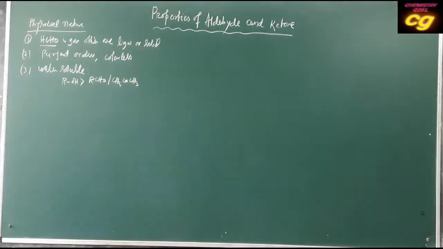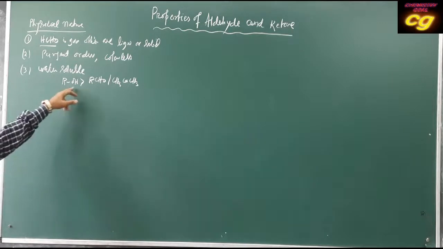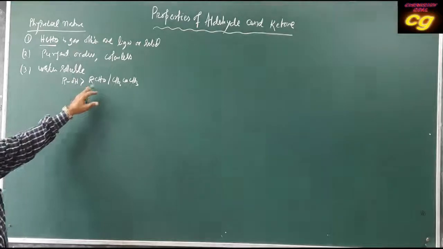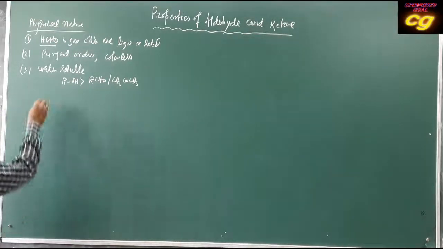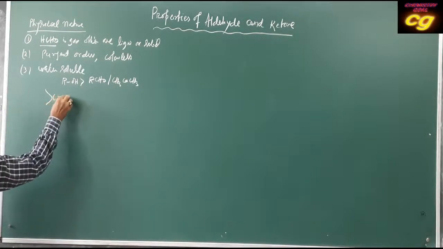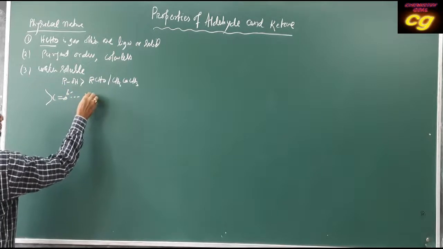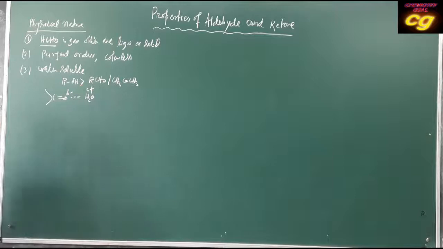Solubility of alcohol will be greater due to stronger hydrogen bonding, but aldehydes and ketones are also soluble in water due to hydrogen bonding. The carbonyl group, which has a partial negative charge, attracts the partially positive hydrogen of water, that's why it is water soluble.